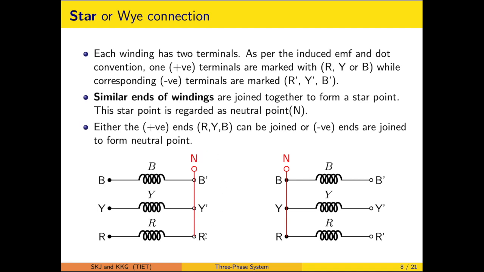Either the dash terminals can be joined to form a neutral, or the undashed terminals, that is R, Y, B, can be combined to form the neutral, so the performance will be the same. Likewise, in other texts we will refer to R dash, Y dash, B dash terminals being joined to form the neutral connection.